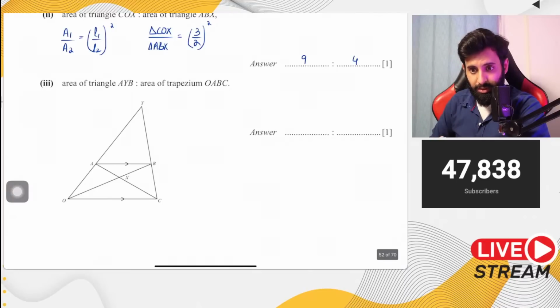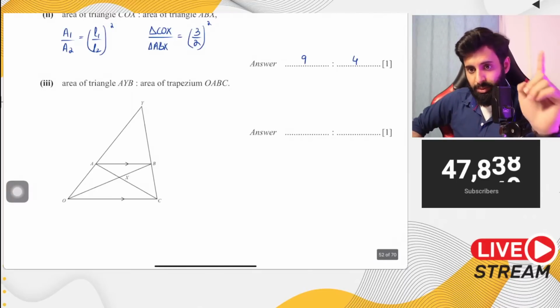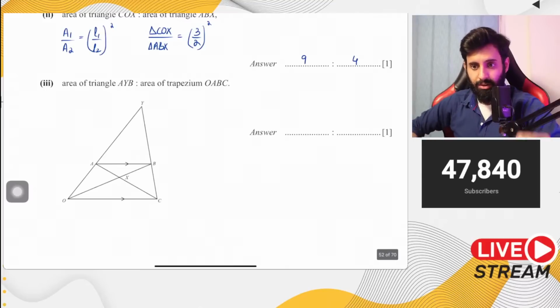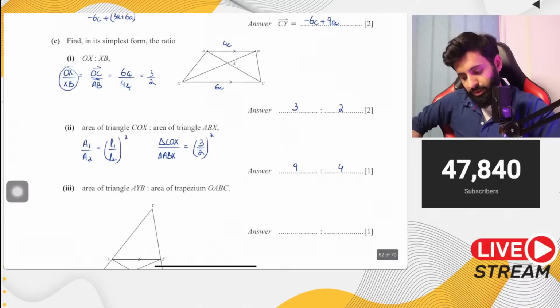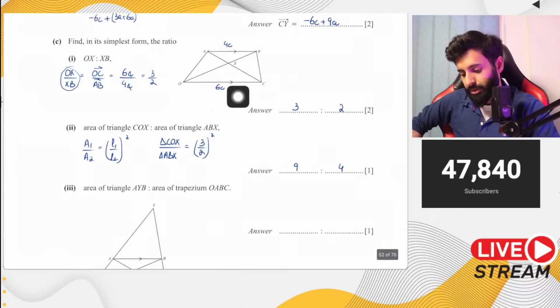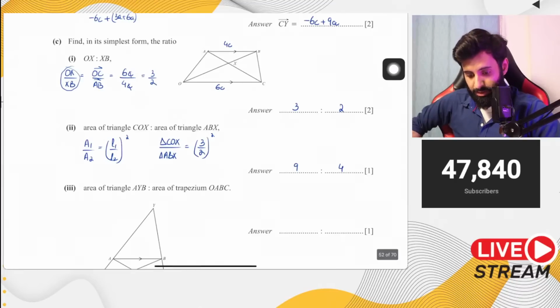Make sure that you read the question carefully, see what length is in the numerator and see what length is in the denominator. All right. In the numerator, we have OX. So that's why we have OC in the numerator. And in the denominator, we have XB, which is the length of the smaller triangle.